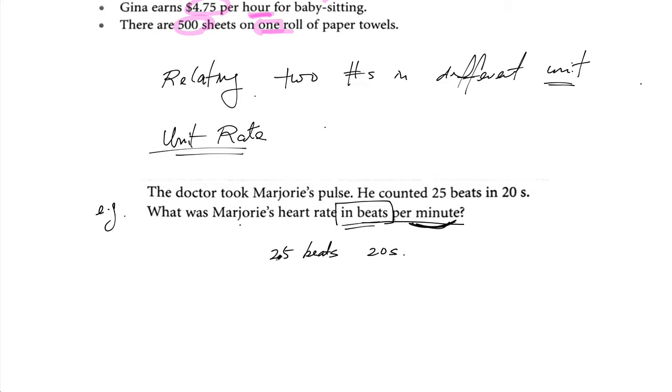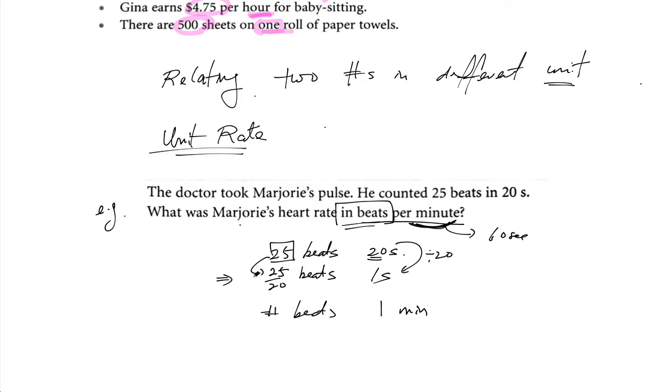Okay, so let's observe what we have. 25 beats in 20 seconds. A minute is 60 seconds. So we actually want to know the number of beats in 1 minute. Now, let's get this down. If 25 beats in 20 seconds, and we divide 25 by 20, that must be in 1 second. Since we get 25 in 20 seconds, if I reduce this by dividing by 20, I should also reduce this by 20 using ratios, right?